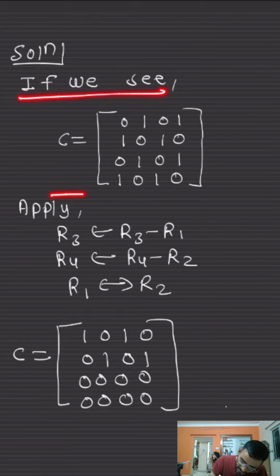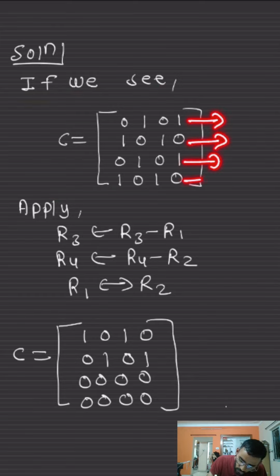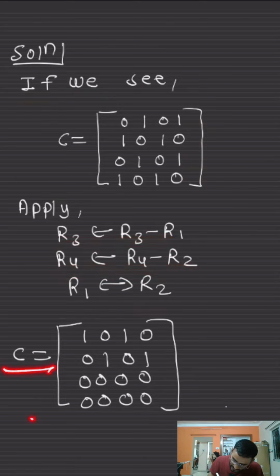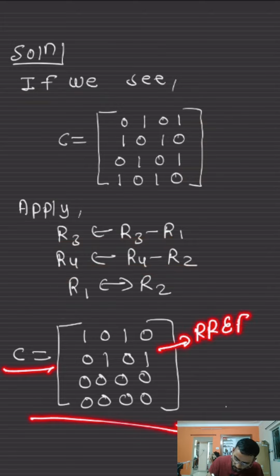If we see this matrix C, then we see that row 1 and row 3 are the same, and row 2 and row 4 are the same. Then if we apply these two operations and then interchange row 1 and row 2, we will get this matrix. If we carefully look at this matrix, this is nothing but the row reduced echelon form of C.